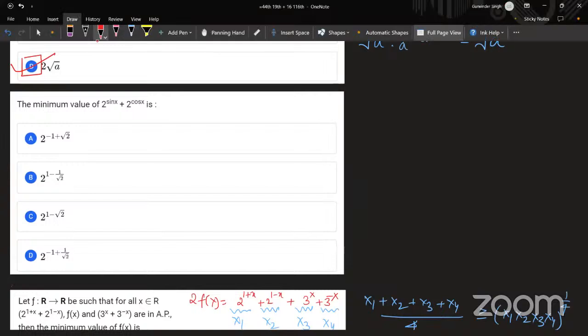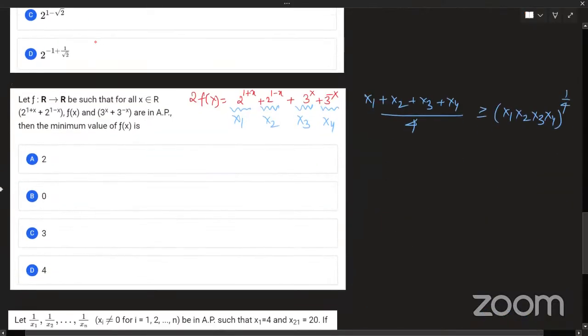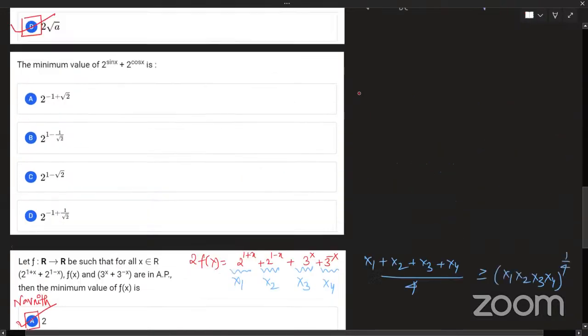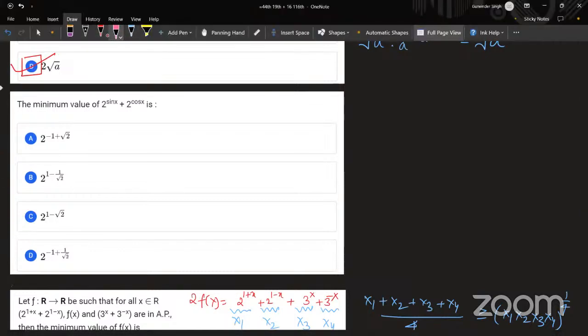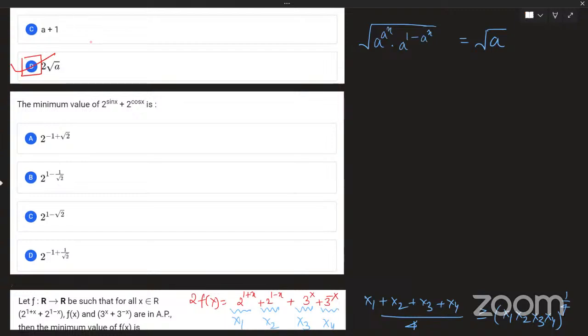Answer 2, sir. Do you mean option 2 or value 2? Option A. Okay. Are you sure? See, Navneet is telling. If you trust Navneet, then trust his answer. No worries, it will be correct. No issue. So we will be doing this one.